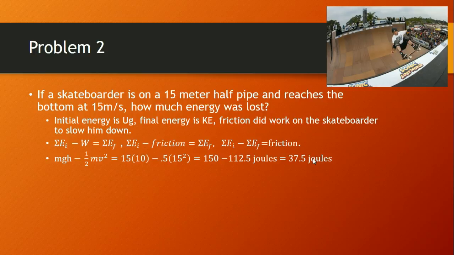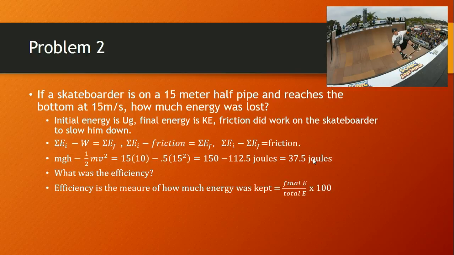Another important thing about energy is we can calculate efficiency. So let's go ahead and calculate the efficiency. I'm sure most of you have heard of efficiency. Efficiency is basically how much energy was kept or transferred without being lost, so how much energy was actually transferred to the final usable form. The formula for efficiency is final energy over the initial energy times 100. The final energy was 112.5 and the initial was 150. If we multiply that by 100, we get 75% efficiency.